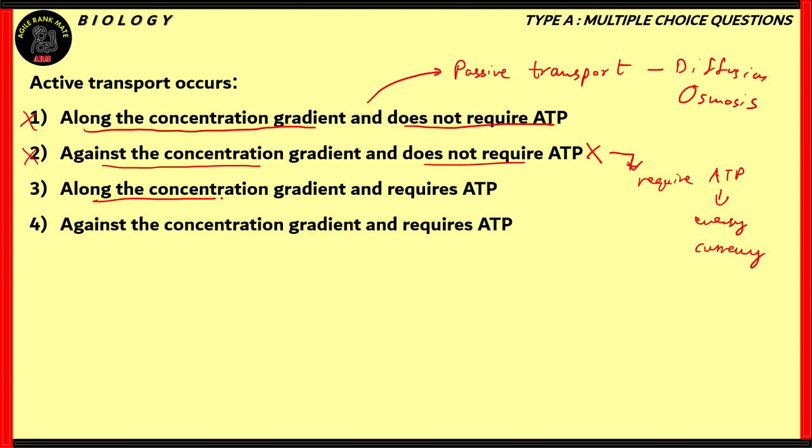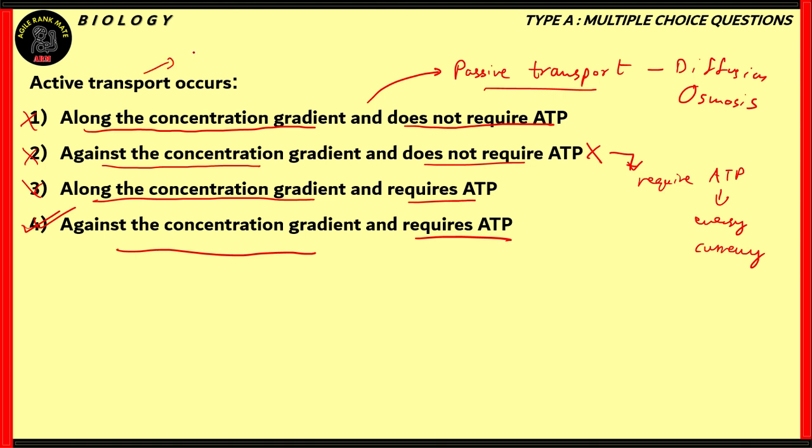Option 3 says along the concentration gradient and requires ATP. This is actually superfluous because if you are going along the concentration gradient, you do not require ATP. This is evidently shown by passive transport mechanisms such as diffusion and osmosis. The right option, therefore, is option 4, against the concentration gradient and requires ATP.